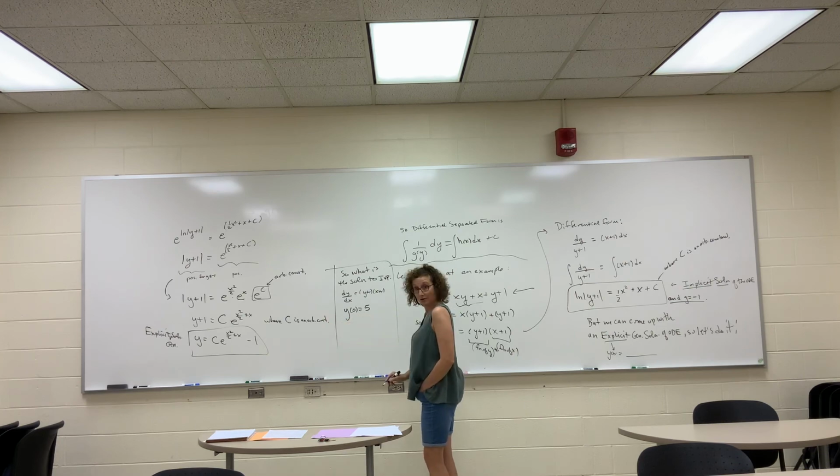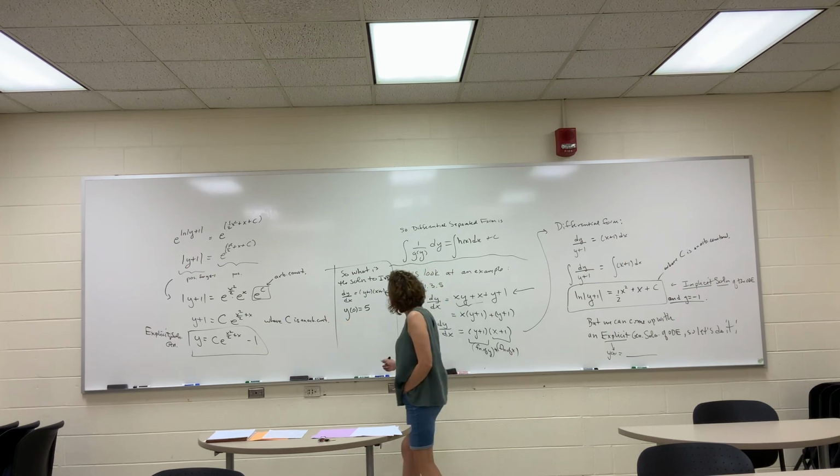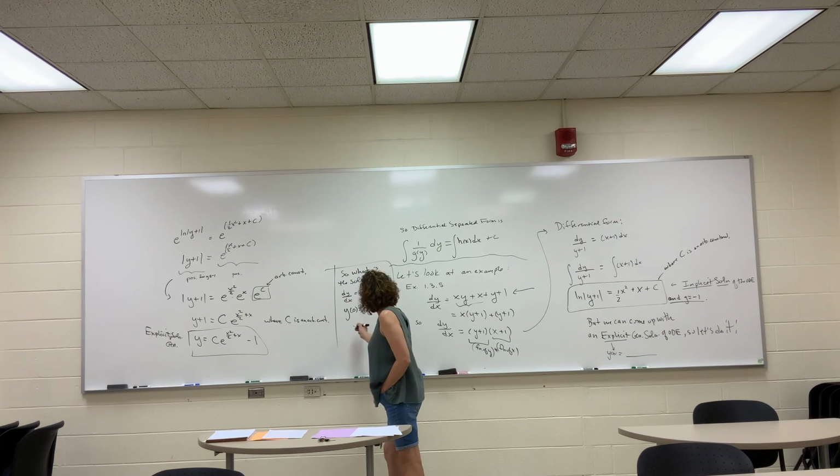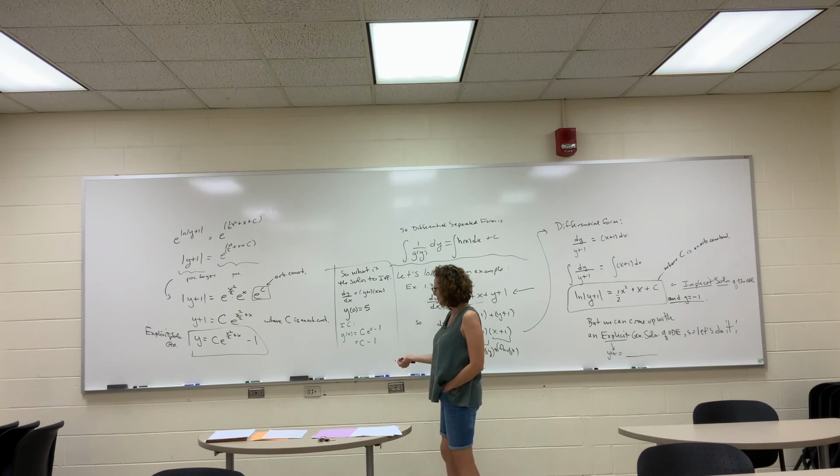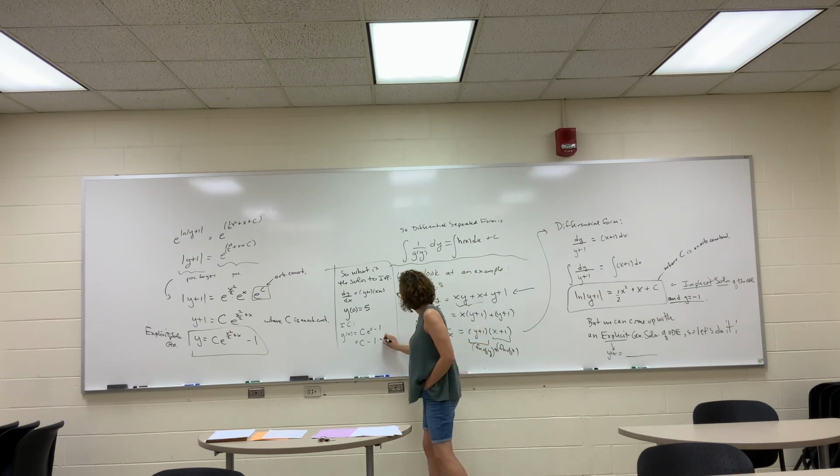There's our explicit solution, right? And so what do I find? I'm going to plug in 0 to evaluate the initial condition, right? What is y evaluated at 0 over there? It's c times e to the 0, minus 1, which is c minus 1. And what do I want c minus 1 to be equal to? 5. And so what is c?